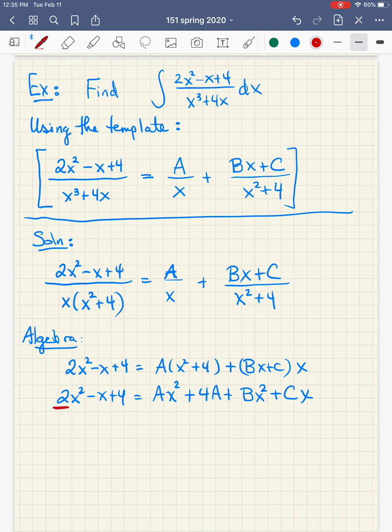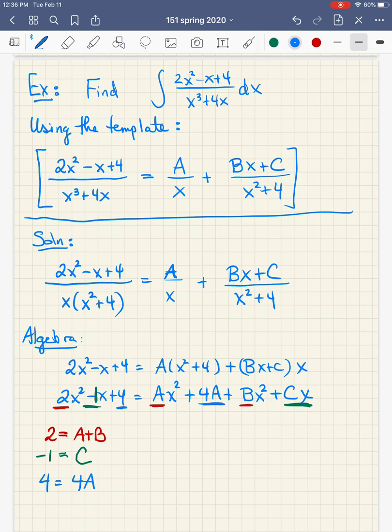I have a coefficient of x squared, which appears twice on the right-hand side. I have a coefficient of x, which in this case is minus 1, and that appears once over here. And then maybe in blue, I have my constant term. And so I'm going to say the coefficient of x squared had better be the same on both sides. So I get 2 equals A plus B. For green, I'm going to get negative 1 equals C. That's my coefficient of x. And in blue, that's going to be 4 equals 4 times A.